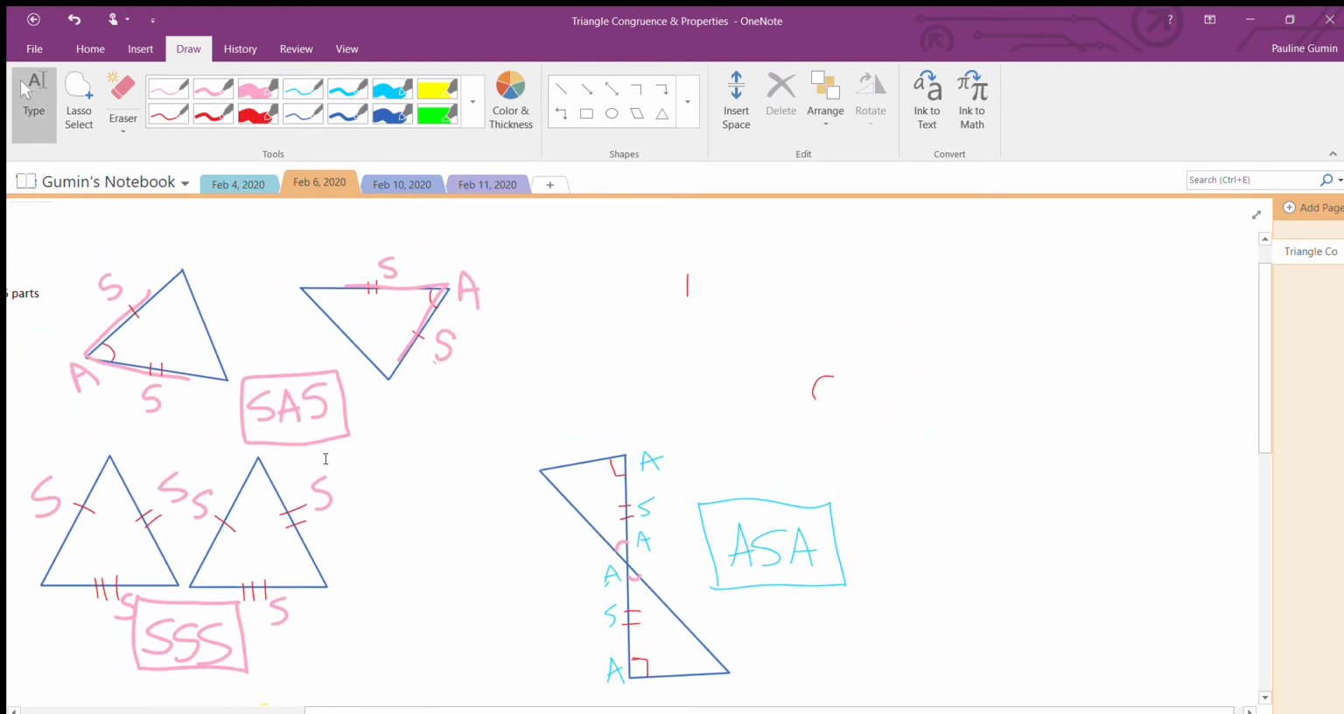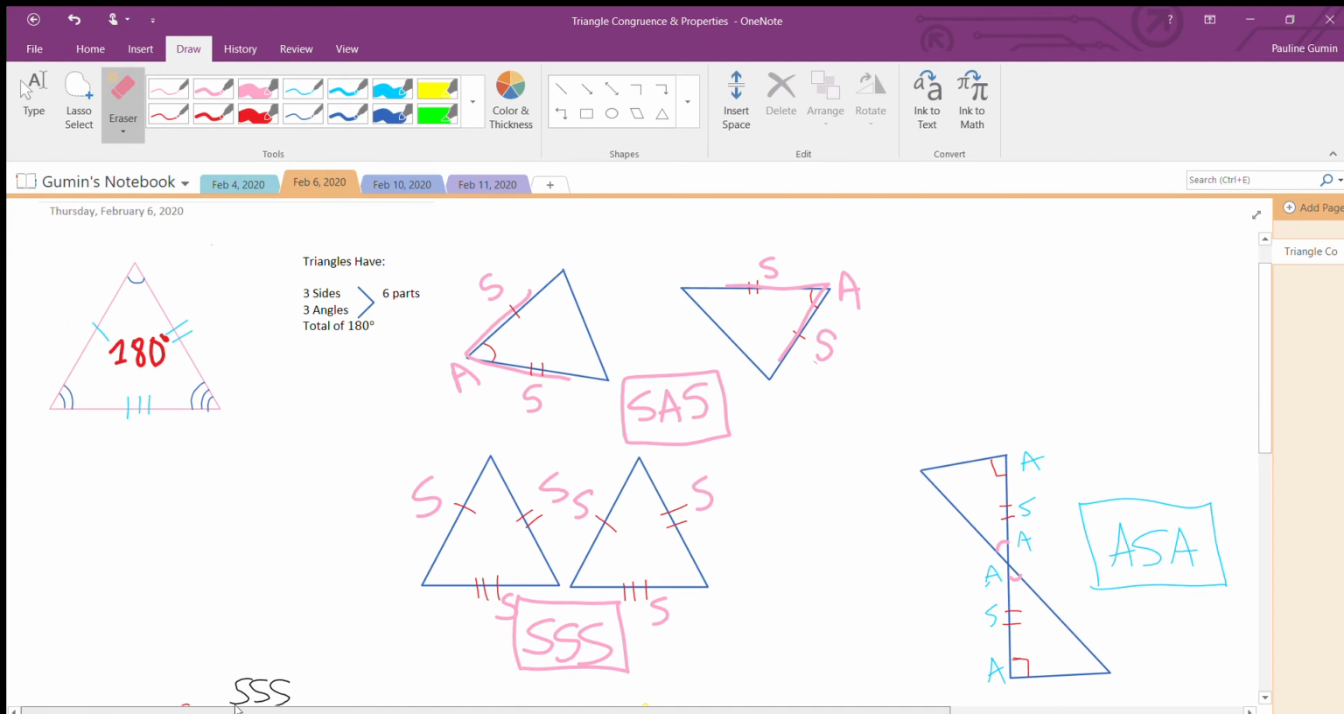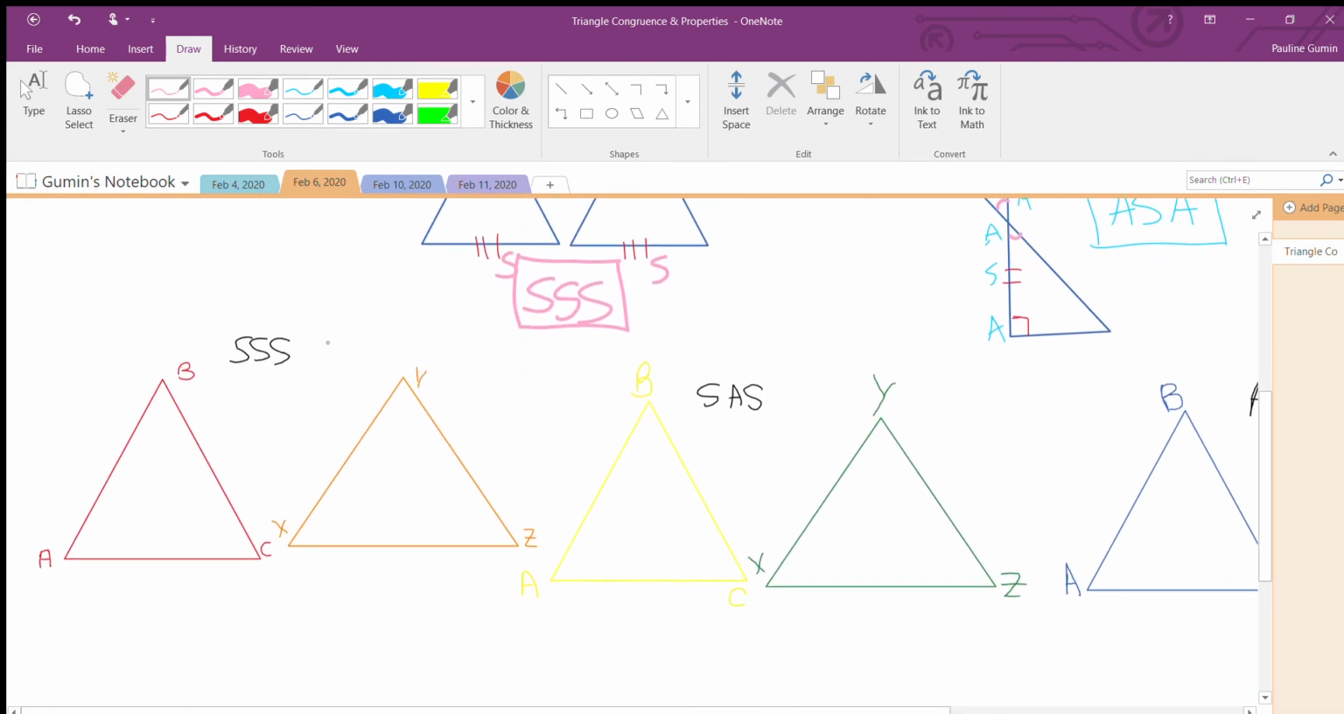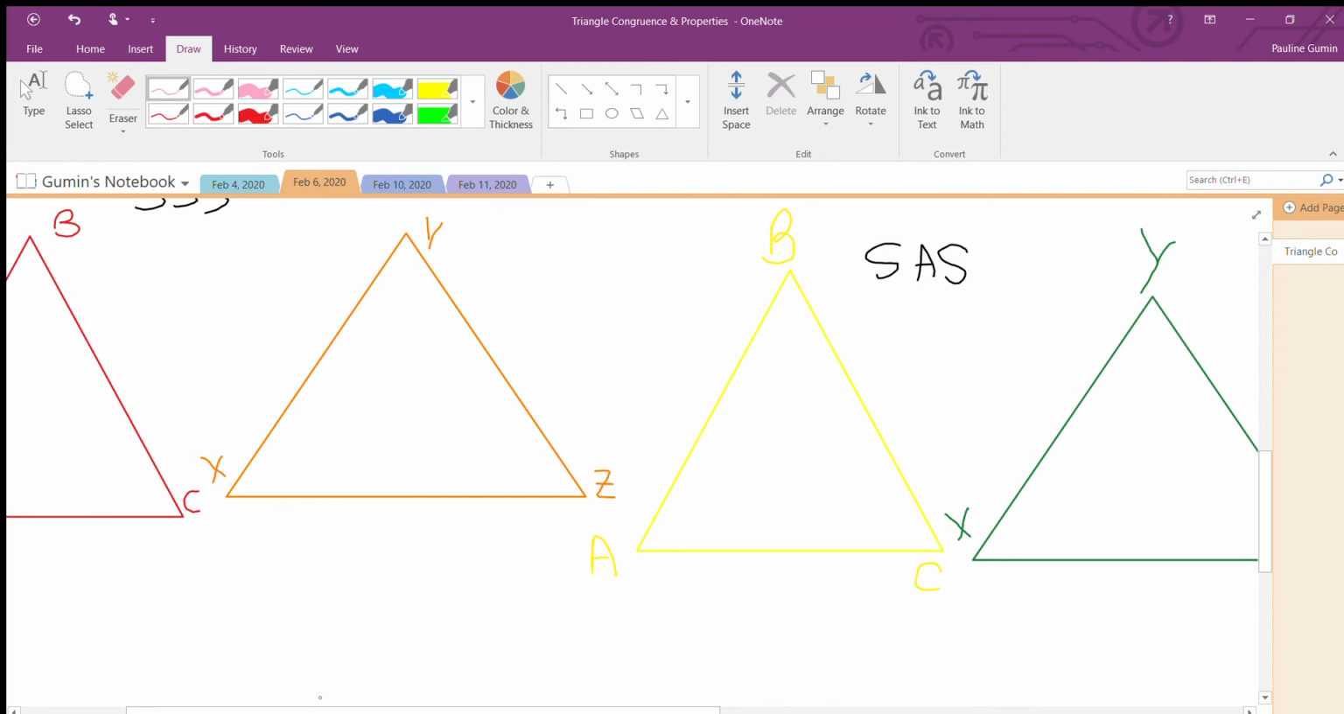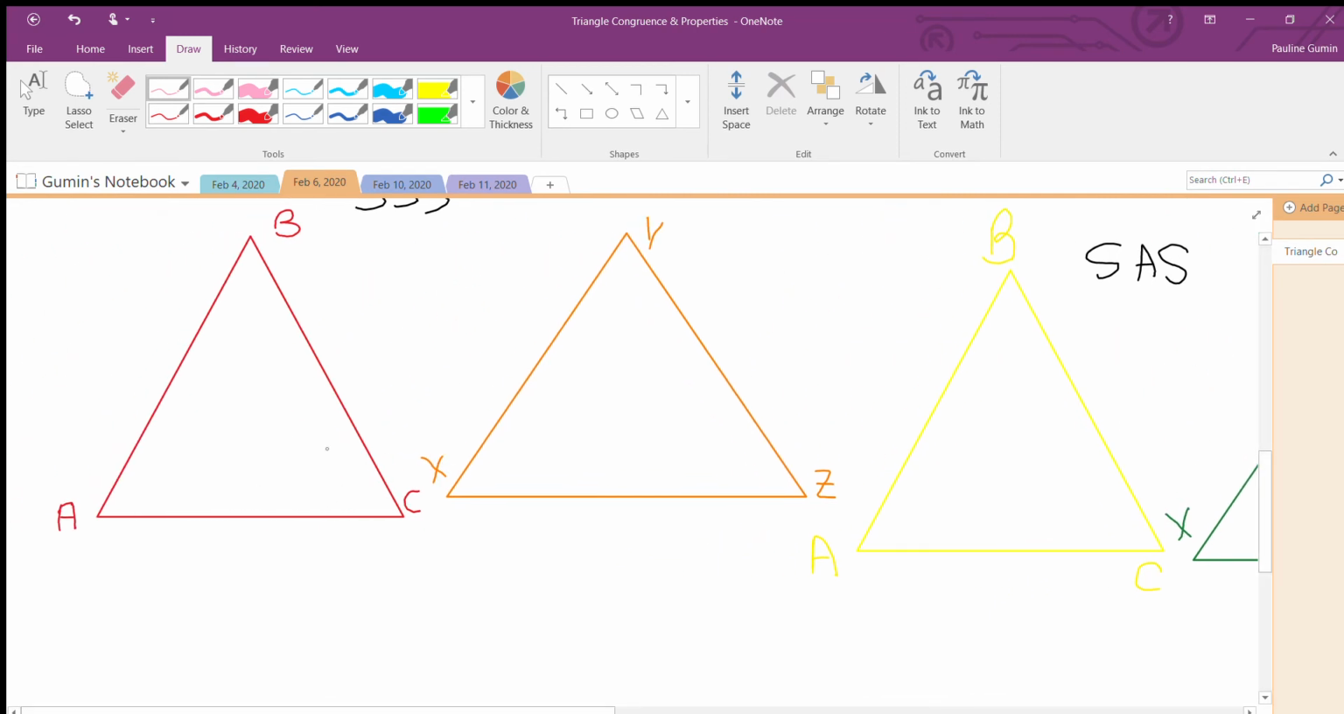All right. Side, angle, side; side, side, side; angle, side, angle. And let's erase these random red marks. Okay, let's look at some triangles and make them congruent through one of the 3 ways. All right, let's start here. So let's just practice marking up these triangles.